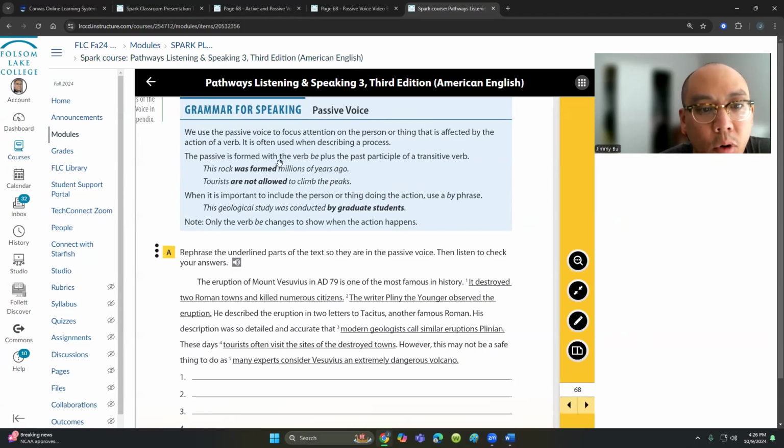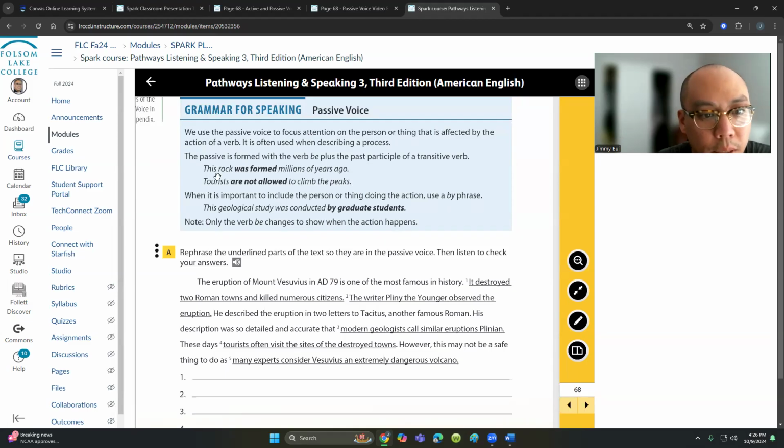The passive is formed with the verb be plus the past participle of a transitive verb. So a transitive verb is essentially, it shows the object, right? And so, I taught the class. And so taught is a transitive verb because there is a clear object. This rock was formed millions of years ago. Tourists are not allowed to climb the peaks.